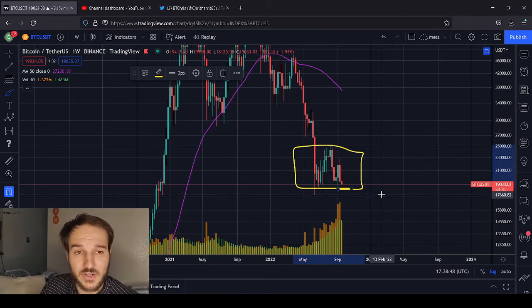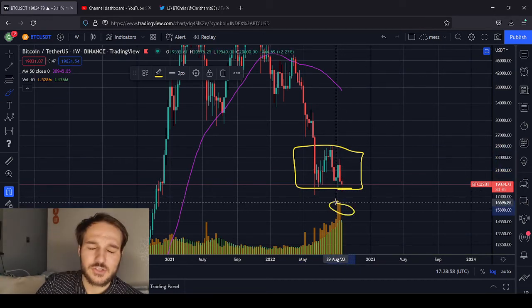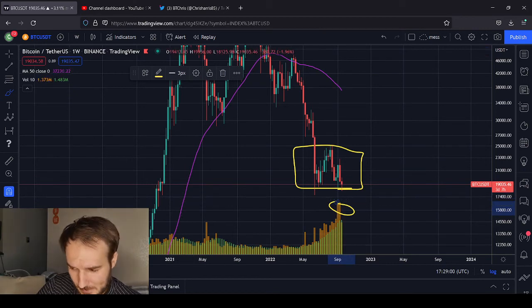Don't be greedy, be smart. If you're an investor looking to invest, you're at the bottom of a range, at the lowest range that we have in this current bear cycle. You have the most volume coming in. You're buying at a great time.